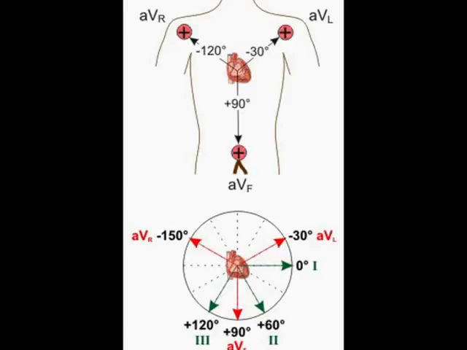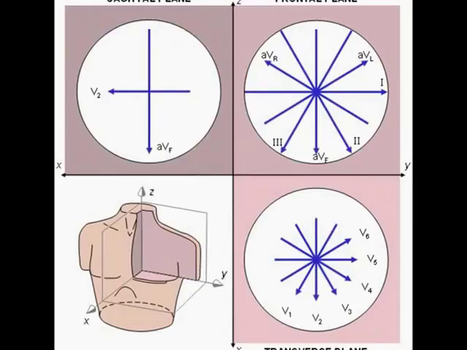So now let's talk about the precordial chest leads, before we go into specific detail. The precordial chest leads, as the name implies, record the electrical activity of the chest, primarily the left ventricle. You have 6 precordial chest leads. They are V1, V2, V3, V4, V5, and V6.